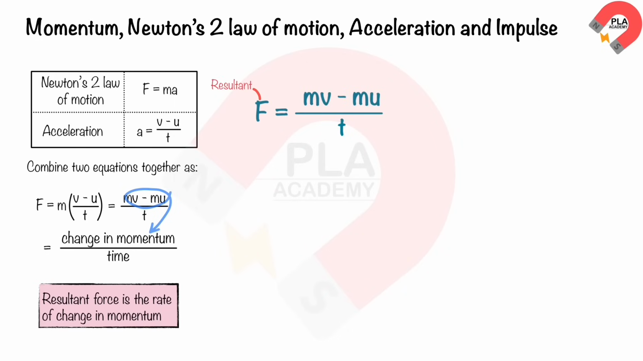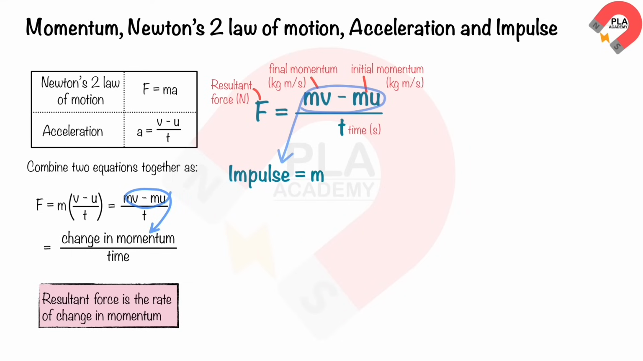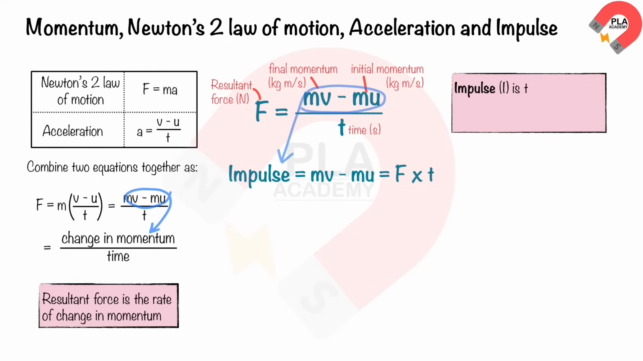Here, F is the resultant force in newtons, mv is final momentum, mu is initial momentum, and t is time in seconds. The change in momentum is defined as the impulse. So, the impulse is equal to mv minus mu, or equal to Ft. The impulse is defined as the change in momentum. It's also the product of force and time.